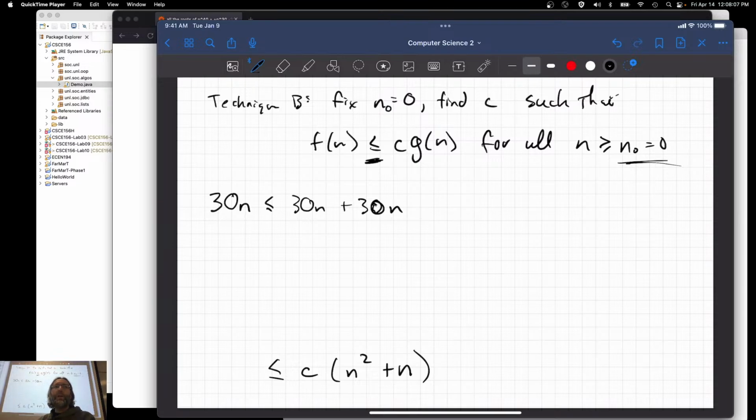I could factor out a 30 immediately, but would that get me anywhere? n plus n, that's just 2n. It does make it look like this. Right? What about this? What if I change the first one to 30n squared?